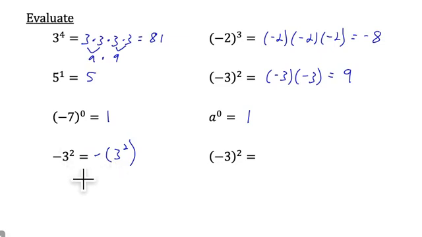Now that's important because the opposite of 3 squared equals negative 9. And just remember from up here, negative 3 to the 2nd power equals positive 9. Because here we're squaring a negative number. But here in this case, we're squaring a 3 and then making it negative.